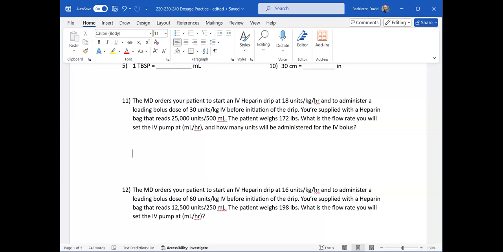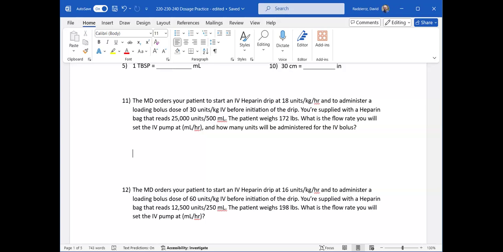All right, so this number 11 says that the doctor orders patient to start an IV heparin drip at 18 units per kilogram per hour and to administer a loading bolus of 30 units per kilogram before start of the drip. And then you are supplied with a bag that reads 25,000 units to 500 milliliters. And the patient weighs 172 pounds. What is the flow rate you will set the IV pump at, and how many units will be administered for the IV bolus?